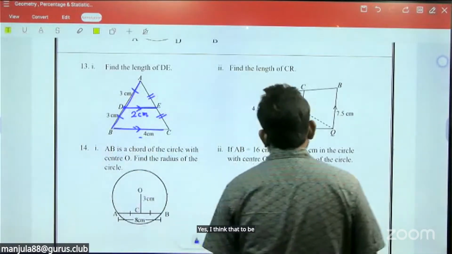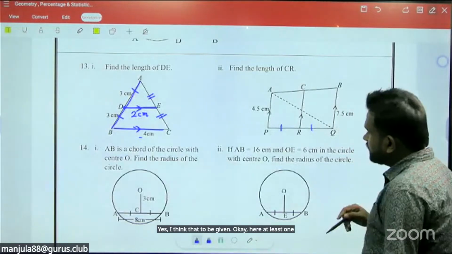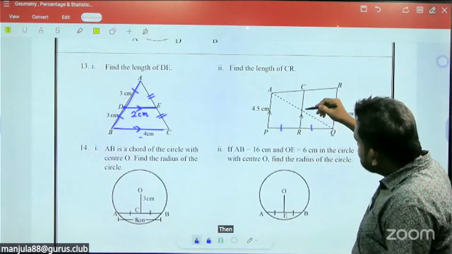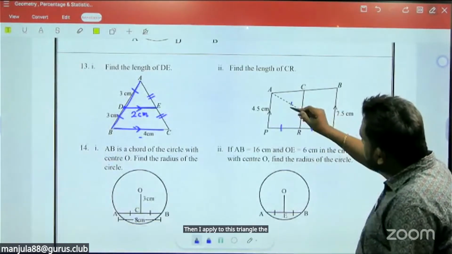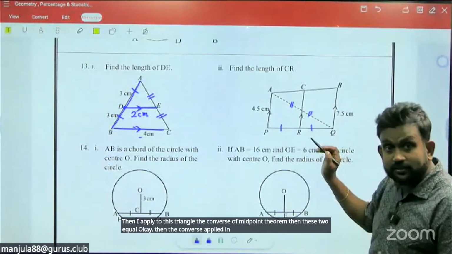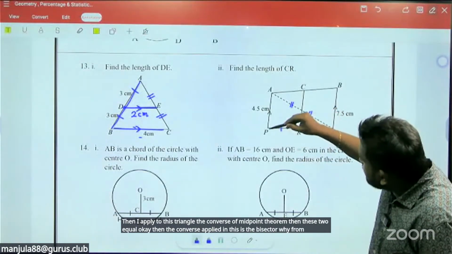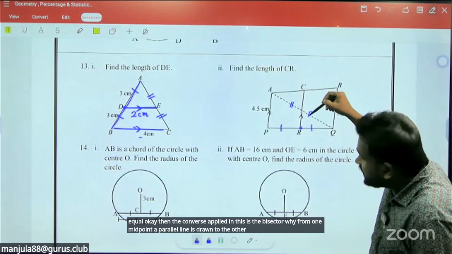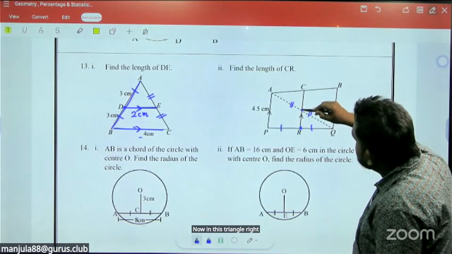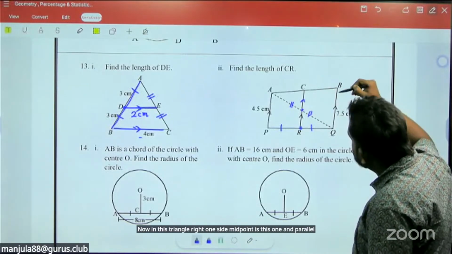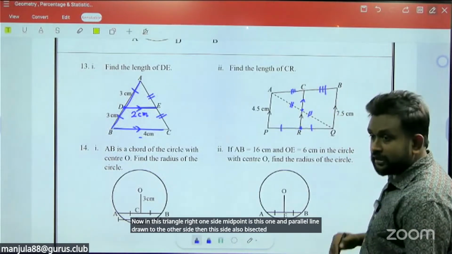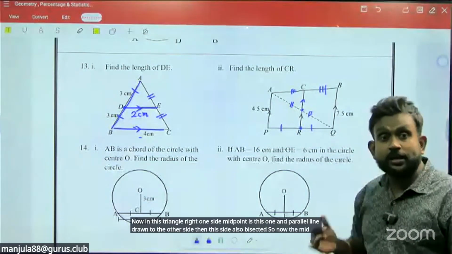Okay, here at least one, sorry, one midpoint has to be given. Then I apply to this triangle the converse of the midpoint theorem. Then these two are equal. Then the converse applies, and this is bisected. Why? From one midpoint, a parallel line is drawn to the other side, which means the third side is bisected. That happened. Now in this triangle, one side's midpoint is this one and a parallel line is drawn to the other side. Then this side is also bisected.